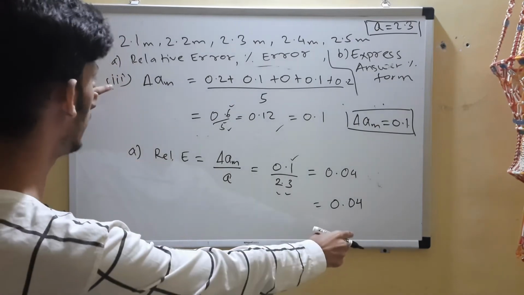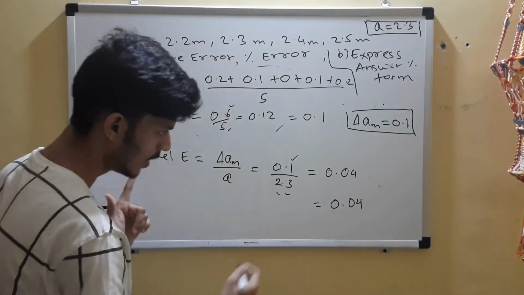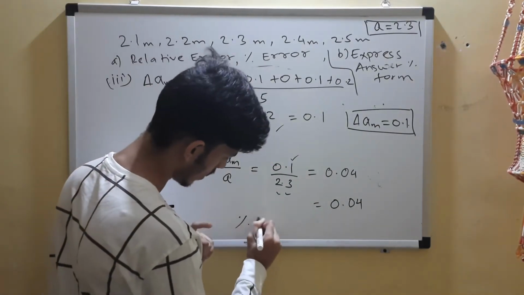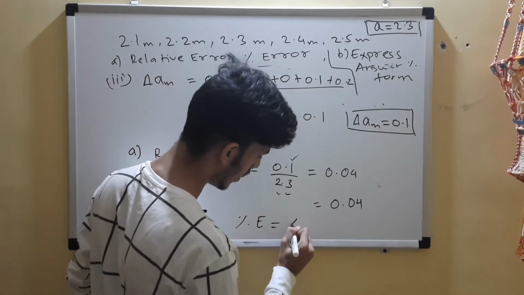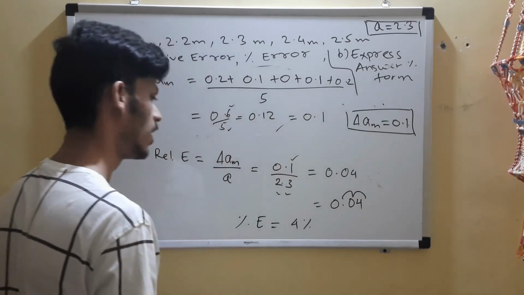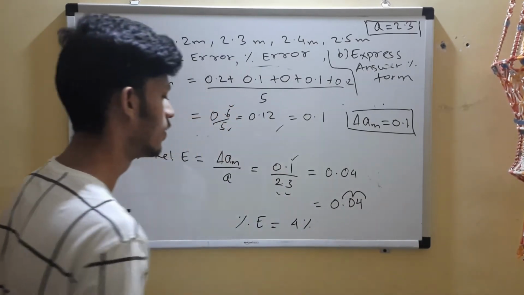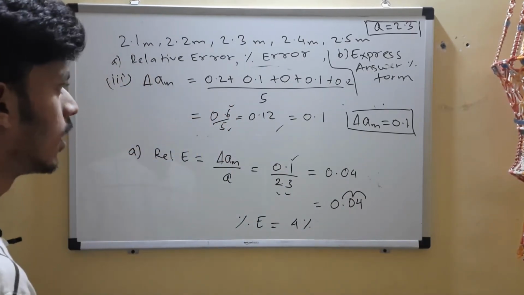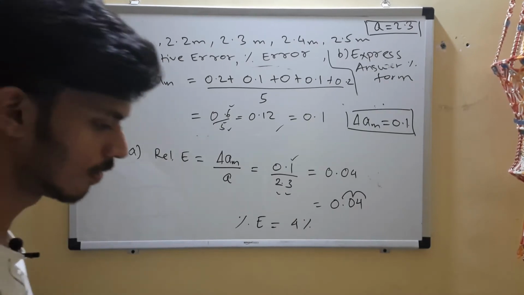Okay, we found the relative error, percentage error, very easy peasy. Error, just multiply this by 100. So shift two decimals, right? When you multiply by 100, so 1, 2, that gives you 4%. Okay, so percentage error also we calculated.